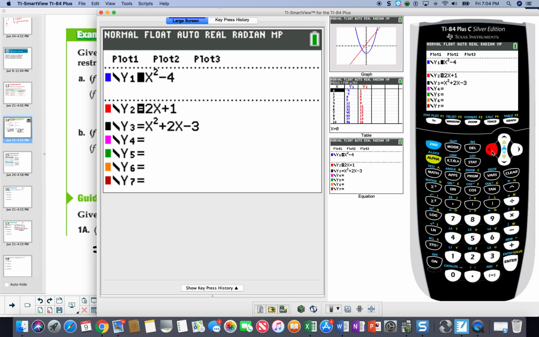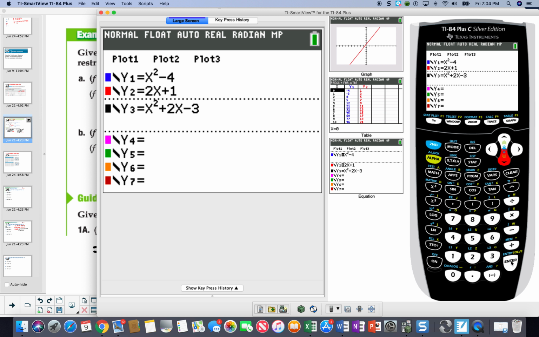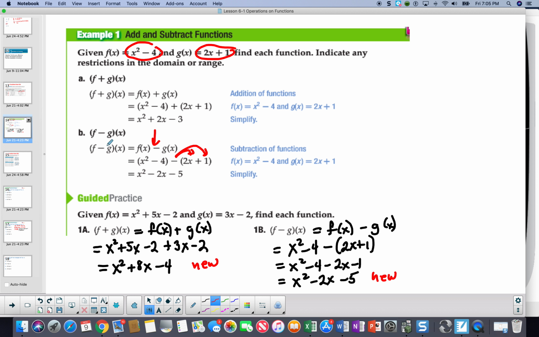I'm going to turn this off, I'm going to turn this off, and then I'm going to turn on the brand new function, and you can see it has a square in it, so you should expect to see a parabola again. It's in a different location, but it's still a parabola. All right, let's go ahead and take a look at our next screen.